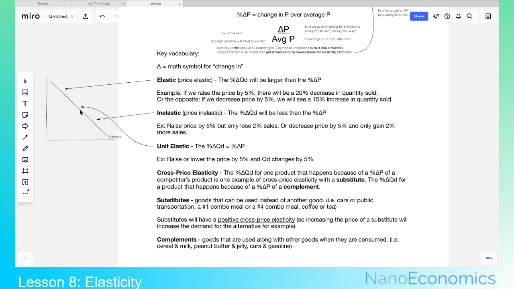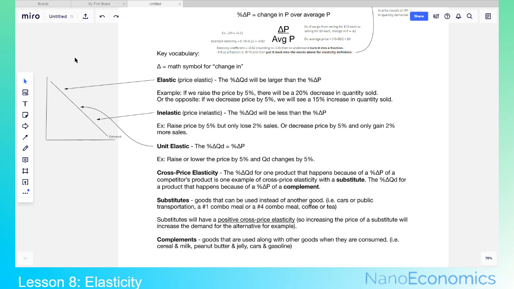In dead center usually is the point where it's unit elastic, and that's because of another concept. I need to make sure I'm not foreshadowing too much, which makes things confusing. But dead center, we're going to have the unit elastic point where the percent change in price is exactly equal to the percent change in quantity demanded.